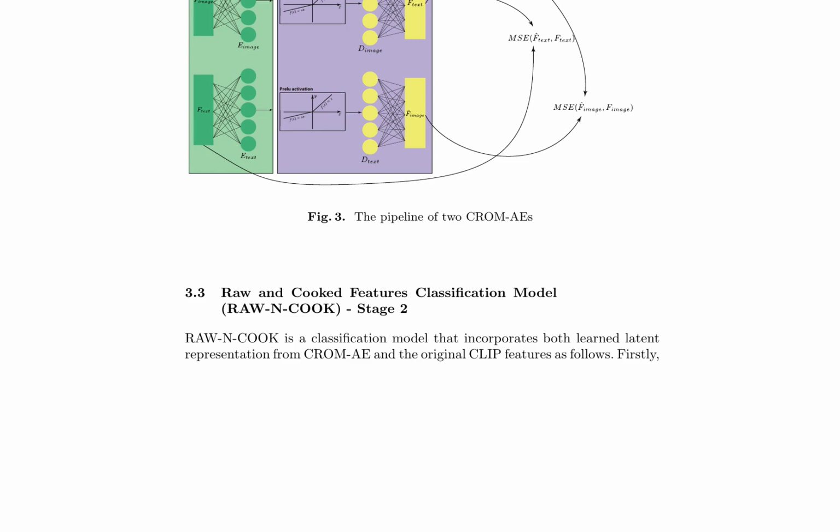In Stage 2, the RawNCook model is used for classification, incorporating both the learned latent representation from CroMAE and the original CLIP features. The model combines the strengths of both representations to improve classification performance. The authors propose using the Semi-memes approach to leverage unlabeled data and improve the robustness of the classification model.